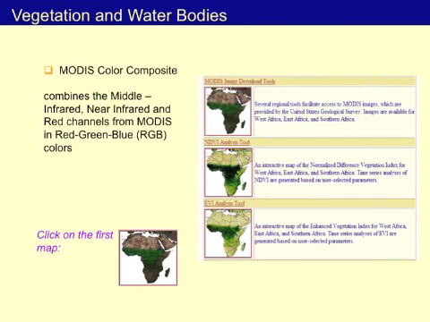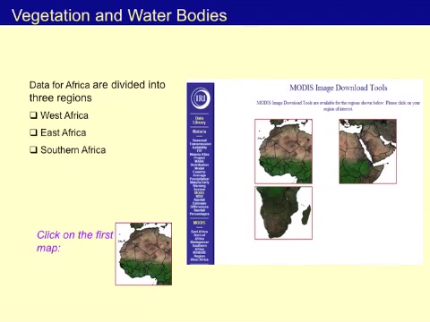If you click on the first map, it will direct you to a new interface where you have access to West Africa, East Africa, and Southern Africa regions. The whole of Africa was divided into those 3 regions because the amount of data in one image was too large to be dealt with in one single region. Let us click on the first map, the West Africa region.